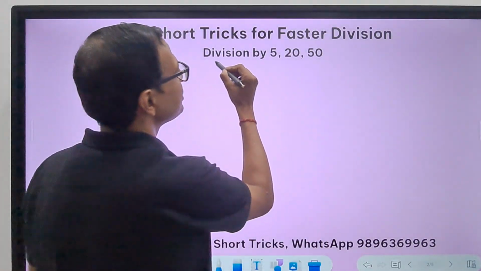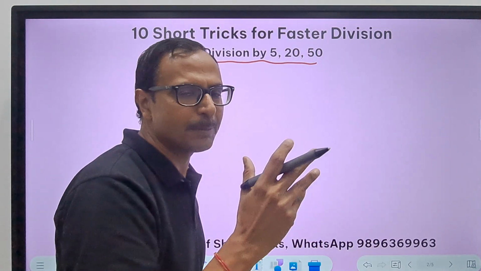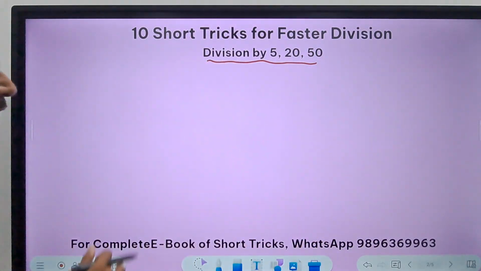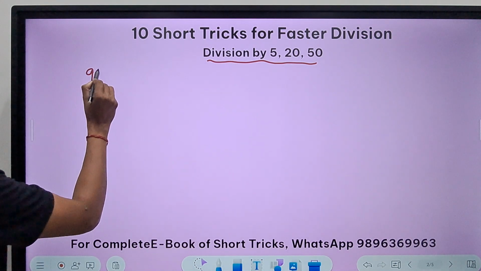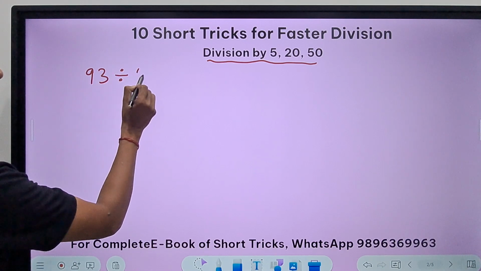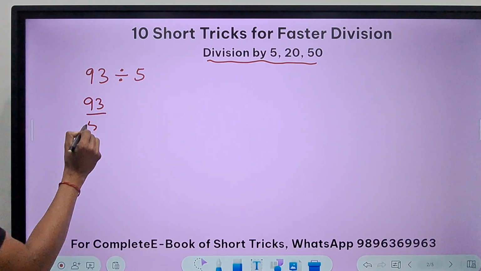Here we have division by 5, 20 and 50. These are all special numbers, right? So let's see how we divide numbers by 5, 20 and 50. The first example I am going to take up is 93 divided by 5. Now just understand, 93 upon 5.